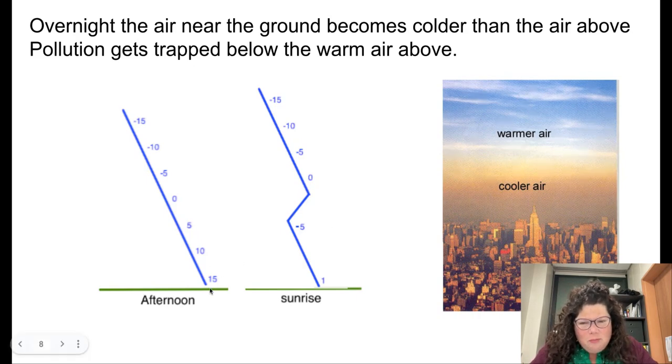So instead of this being 15, we go from 1 to -5. Oh, so this is super cold here. And this is even colder right here. So we're decreasing temperature, creating this band of warm air right here. That is an inversion, and that is what traps pollution below that warm air.